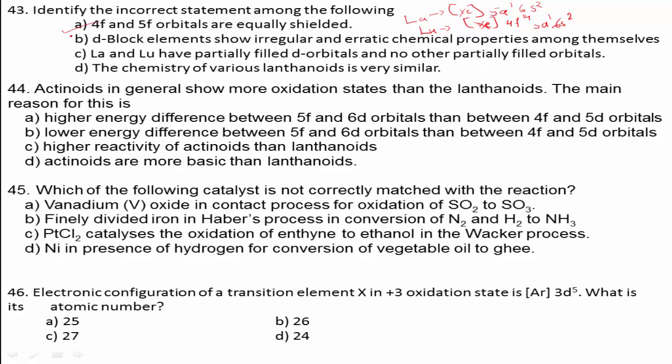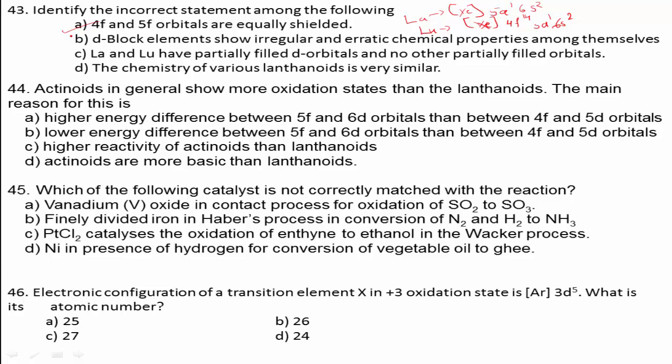Next, question number 44. Actinoids in general show more oxidation states than the lanthanoids. The main reason for this is: option A, higher energy difference between 5f and 6d orbitals than between 4f and 5d orbitals. Option B, lower energy difference between 5f and 6d orbitals than between 4f and 5d orbitals. Option C, higher reactivity of actinoids than lanthanoids. Option D, actinoids are more basic than lanthanoids.